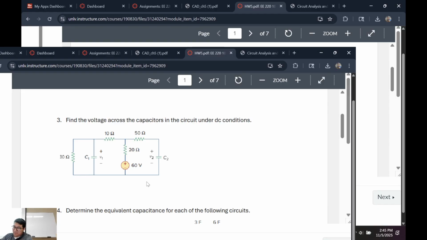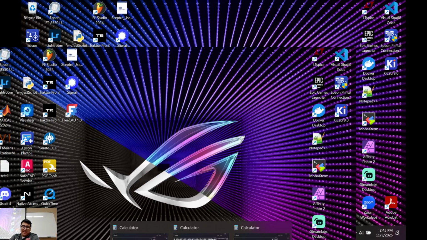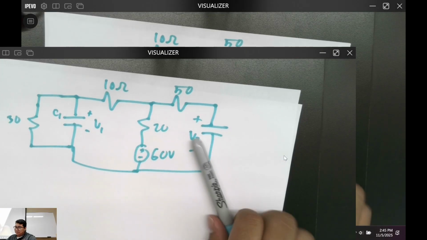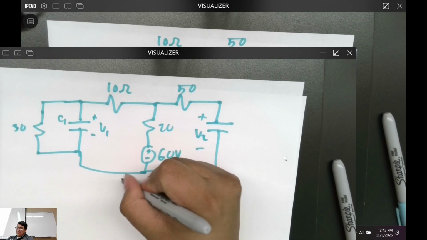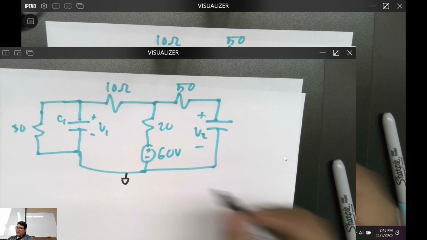V2. Don't worry, I'm writing exactly what's going on. 50, 10, this is C1, 30, plus minus V1, and then this is 60 volts. Find the voltage across the capacitors. Oh, wrong one. There you go. How do you want to start this? Draw a ground. Is that good?